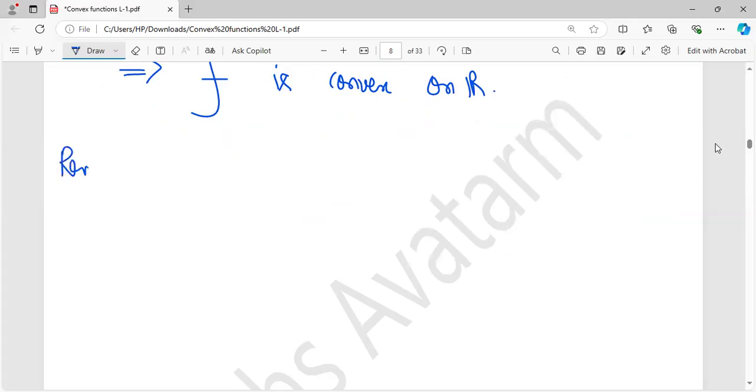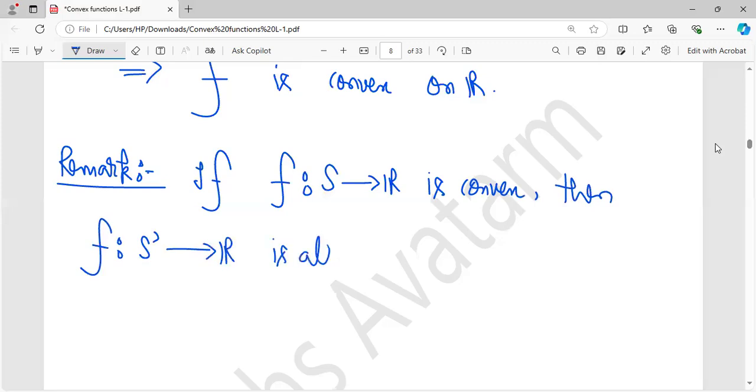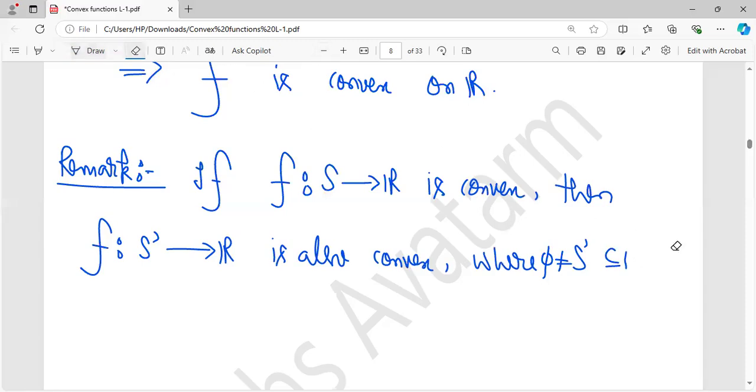Okay, remark. If f from S to R is convex, then f restricted to S dash to R is also convex, where S dash is non-empty and is a subset of S. So its proof is simple.